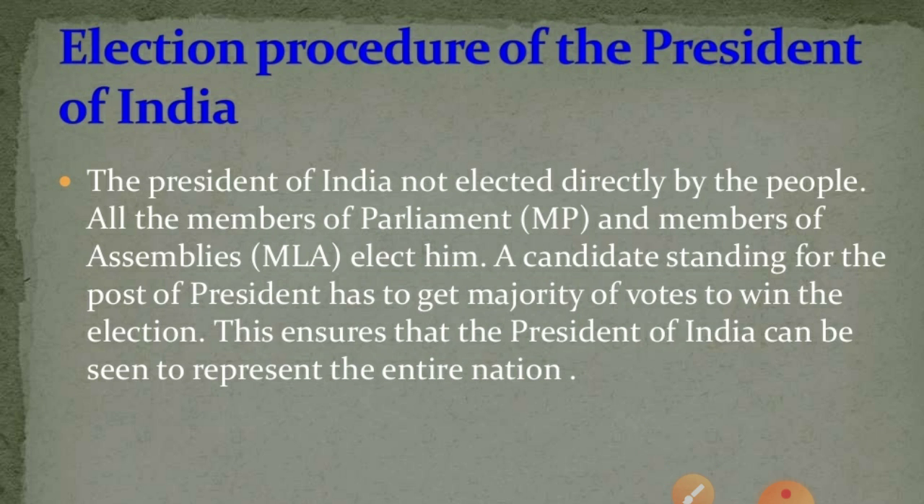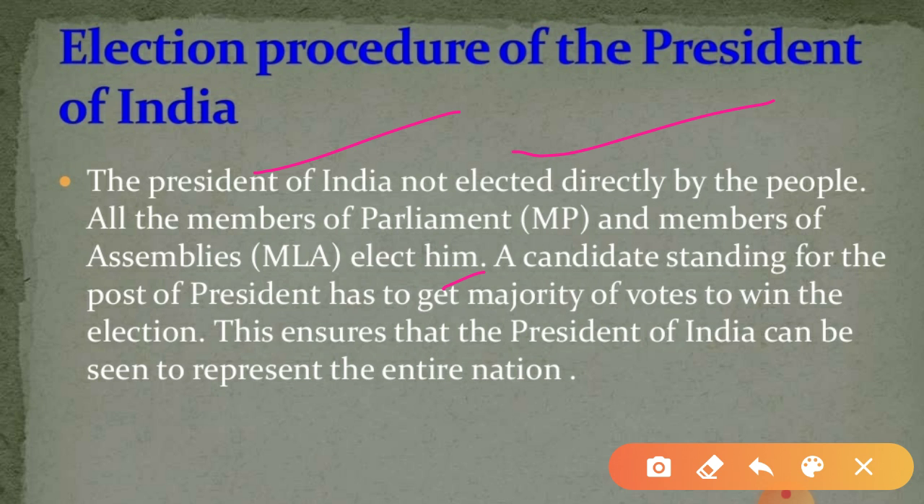Election procedure of the president. So the second political executive of India is the president. The president of India is not elected by the people directly. As we can see, the election of the prime minister is done by the population of India, but the president is not elected by the people of India. All the members of parliament, the MPs, and members of the legislative assemblies, MLAs, elect them. Once MPs and MLAs are elected, combinedly these MPs and MLAs elect the president.